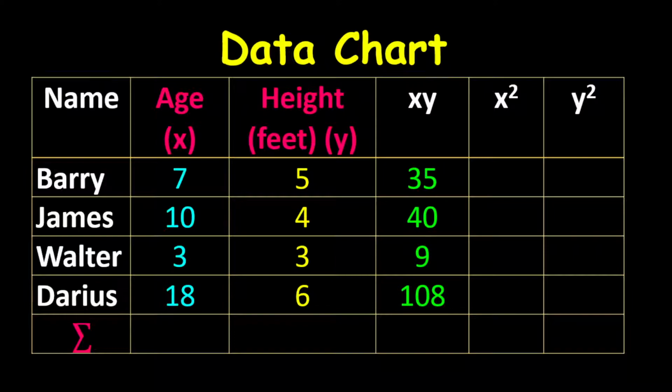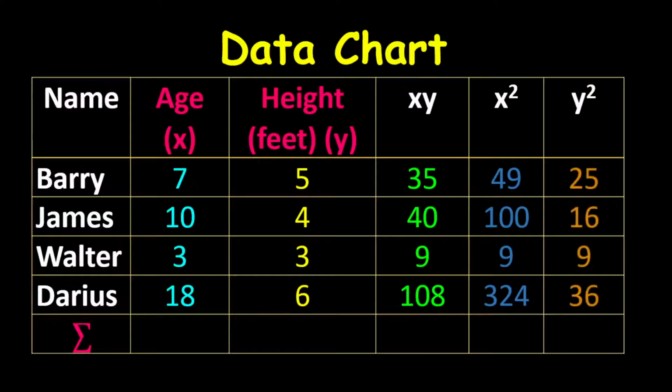And so for XY, you multiply 7 by 5, get 35, 10 by 4, you get 40, 3 by 3, get 9, 18 by 6, 108. Then you want to square the X values. You're going to square 7, 10, 3, and 18, and what you get is 7 squared is 49, 10 squared is 100, 3 squared is 9, 18 squared is 324. For the Y squared, you want to square the Y values. So 5 squared, 4 squared, 3 squared, 6 squared.